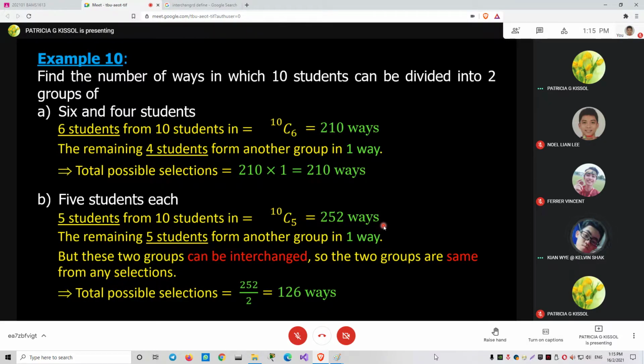I just think two things can be the same. When you arrange the first group like 1 to 5 and then the second group 6 to 10, but there's another arrangement like 6 to 10 and then 1 to 5, they're basically the same arrangement. Correct. Because remember, for combination, it doesn't matter.